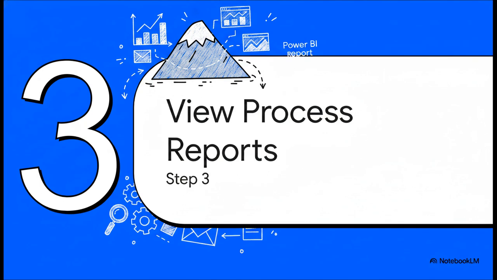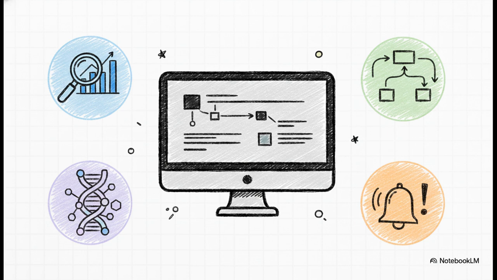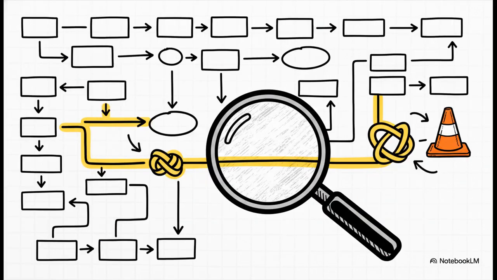Now for the really fun part. Step 3, view process reports. Following ingestion, the system literally does the heavy lifting for you and generates a comprehensive Power BI report. You get this great high-level summary overview, plus a visual process map plotting out your actual workflow steps. You'll also see something called variant DNA, which is just a fancy way of saying it breaks down the different, unique paths your processes actually take in the real world. Plus, if there happen to be any data validation issues, the system proactively notifies you, so you're never caught off guard.